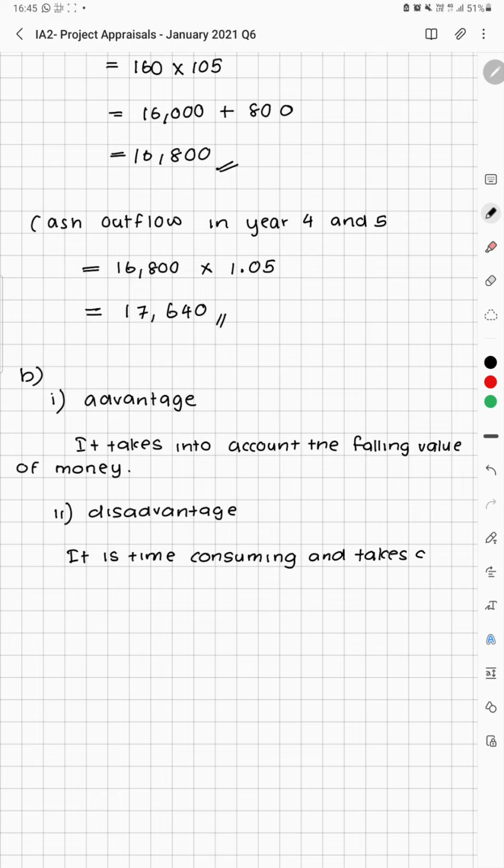So the issue with net present value is it is time consuming and takes several calculations into consideration. The issue with taking several calculations into consideration is you are more prone to make mistakes. This kind of method takes several calculations into consideration, which increases the possibilities of making mistakes.